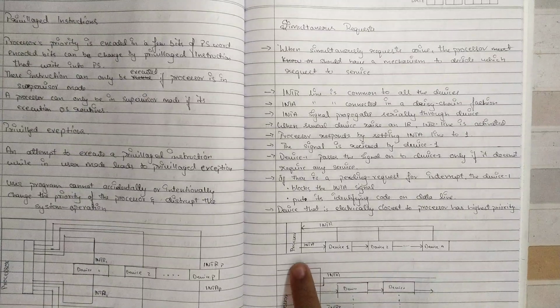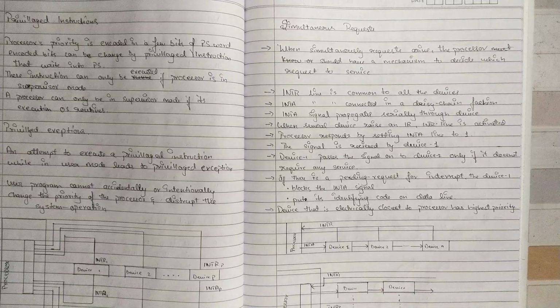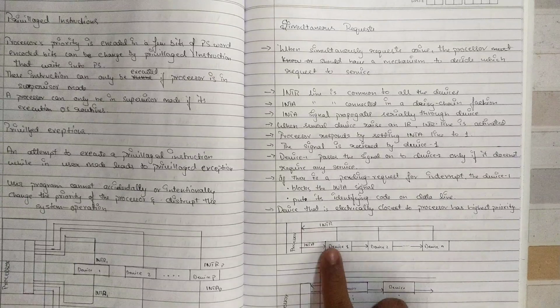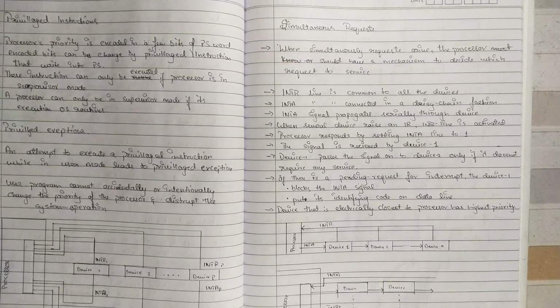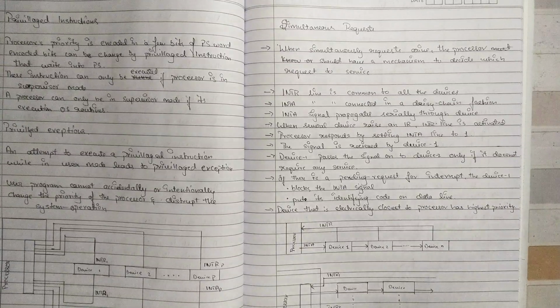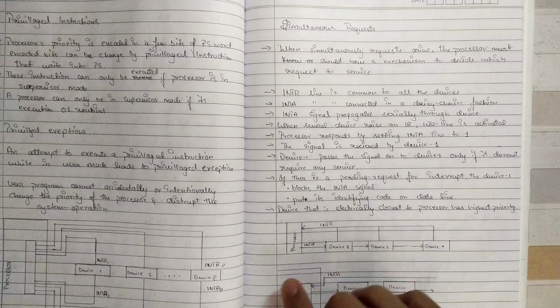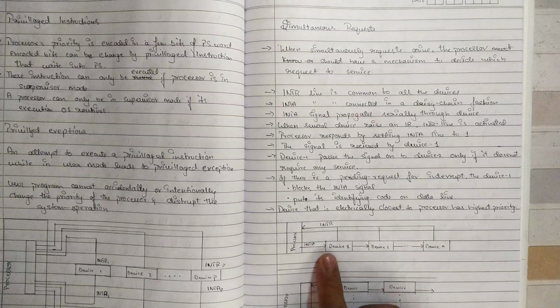How? From the processor it will go to device 1, and then from device 1 to device 2, one after another, and so on up to device n. Now multiple devices may simultaneously send an IR request. The processor should have a mechanism to handle multiple requests simultaneously. For that, the processor sets the INTA line to 1, and after it sets to 1, it comes to the first device first.